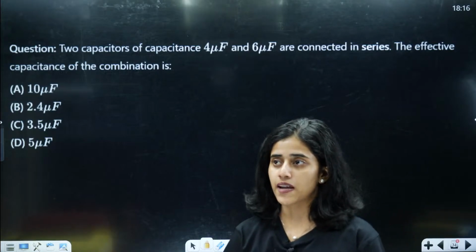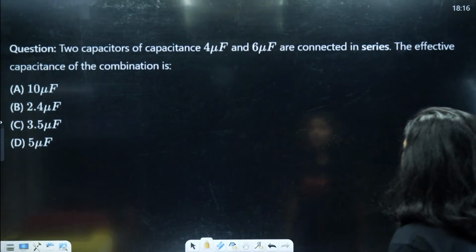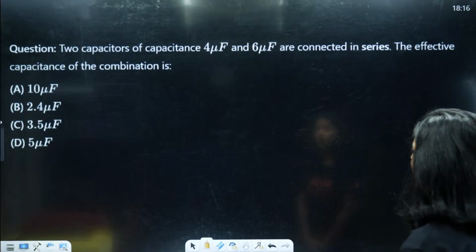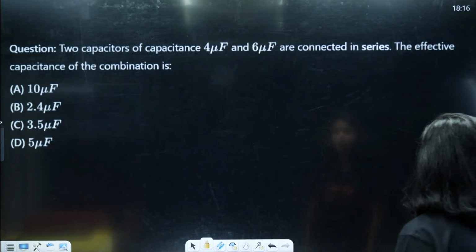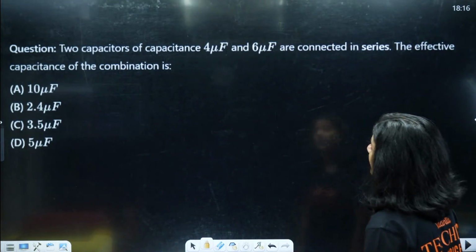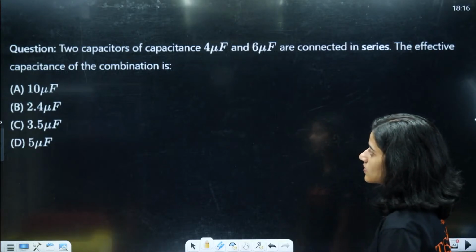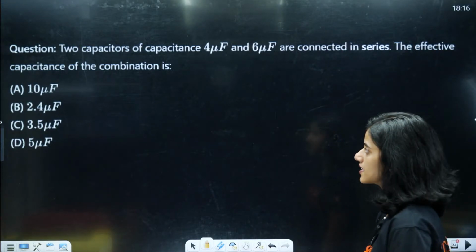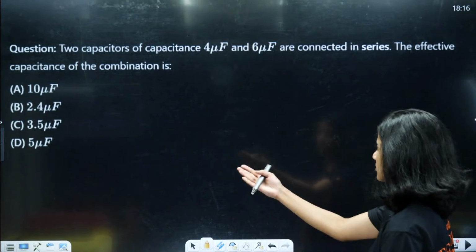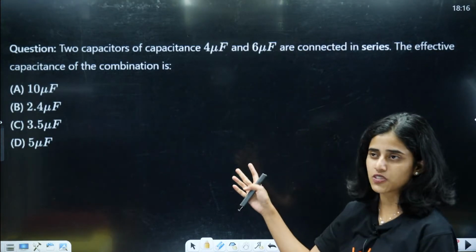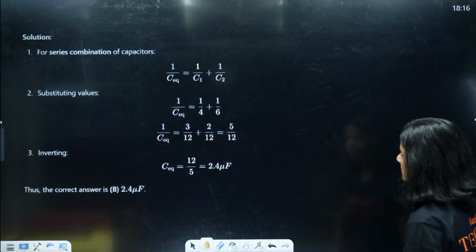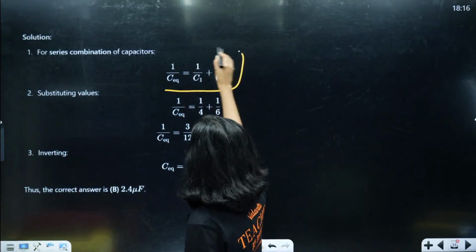Next is capacitance. You have two capacitors of capacitance 4 microfarad and 6 microfarad. They are connected in series. What is the formula for capacitors connected in series? You just have to find out the total. This is a very easy question. You have to do it in seconds. You just have to add them.